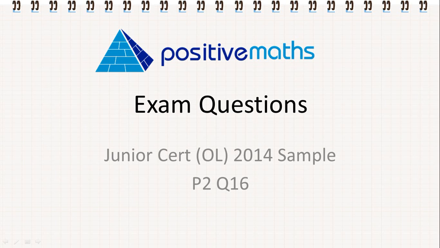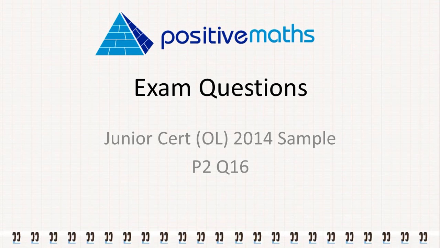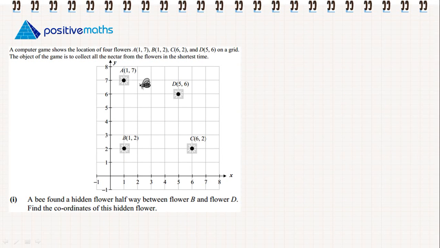In this video for Positive Maths, we're going to look at the Junior Cert Ordinary Level 2014 sample paper. This is question 16 from paper 2. Part 1. A bee found a hidden flower halfway between flower B and flower D. Find the coordinates of this hidden flower.